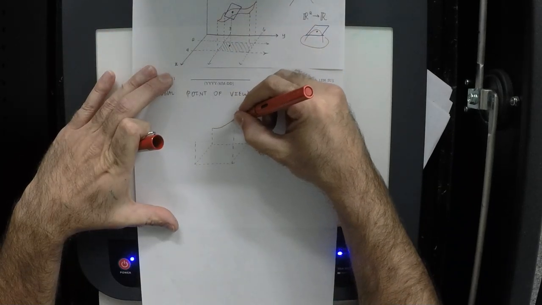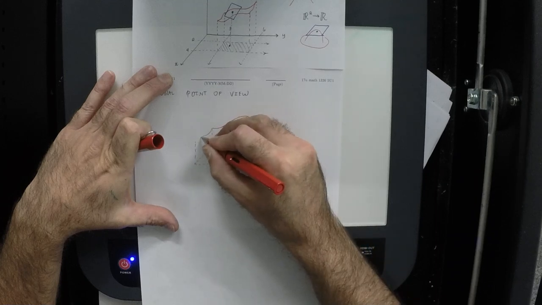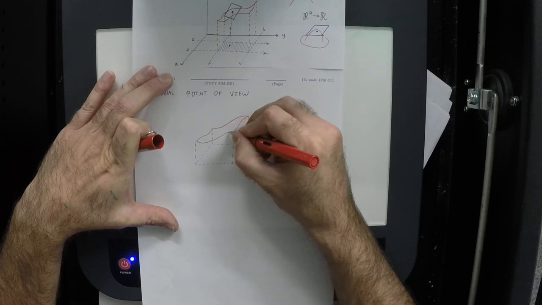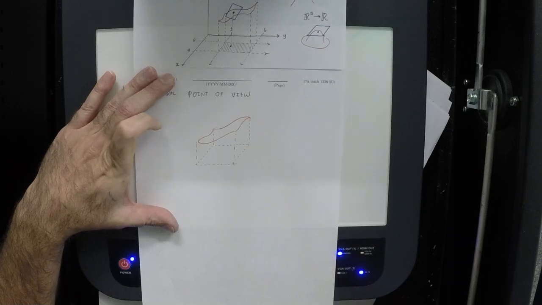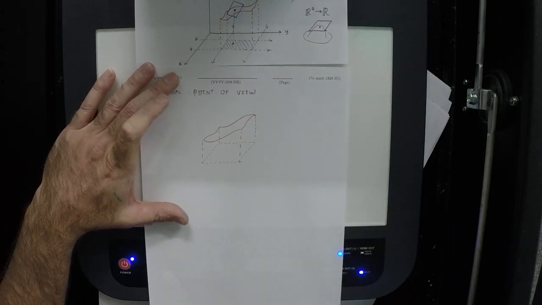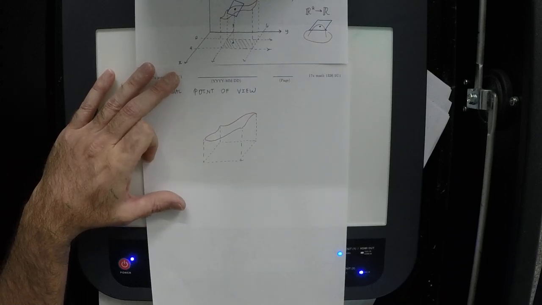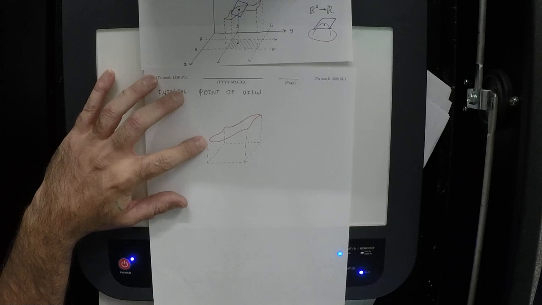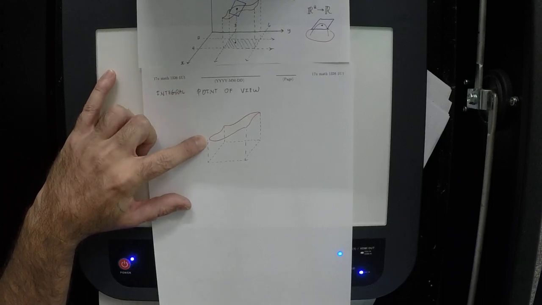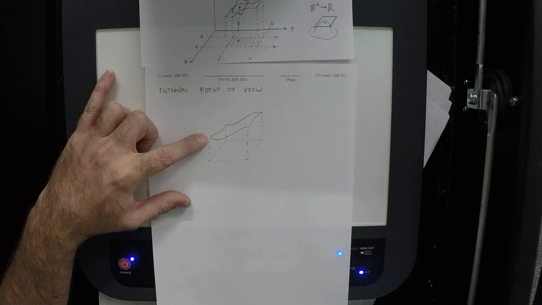So now we have some object, some surface. And now, instead of asking how much area is under this curve, which doesn't make sense, what is the question we're going to ask? What's the volume? What's the volume under this surface?